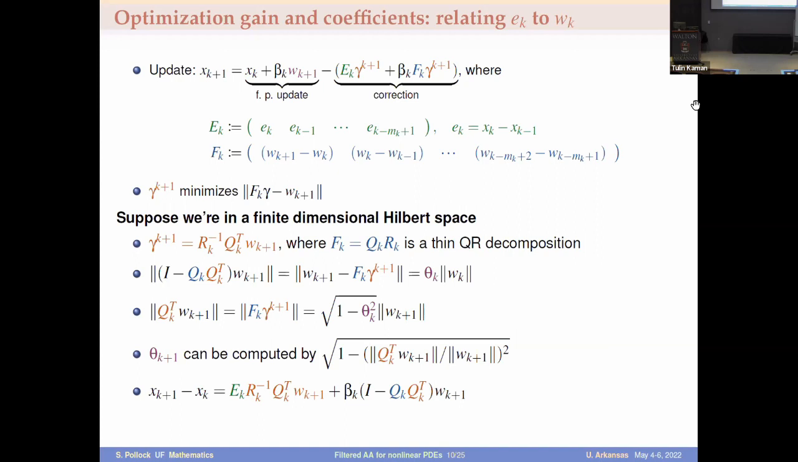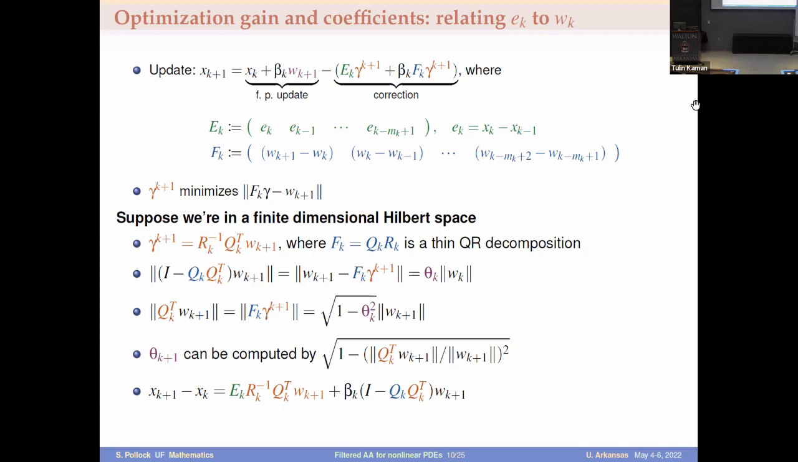And of course, the way we do this computationally is just by doing a thin or economy QR decomposition to solve this least squares problem, to find the best representation of W in terms of the columns of F. So now we actually want to use this QR decomposition in our analysis as well. So here we can just write out gamma, our vector of optimization coefficients, in terms of the QR factors. And then that gives us the norm of the best representation, W minus Fk gamma, which is how we defined it, as theta times the norm of W.